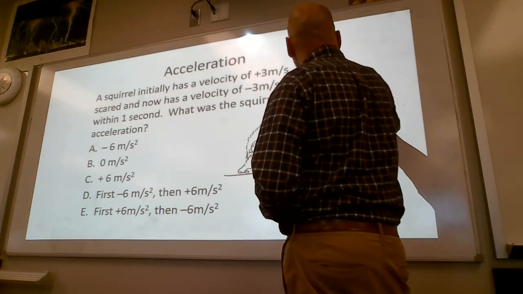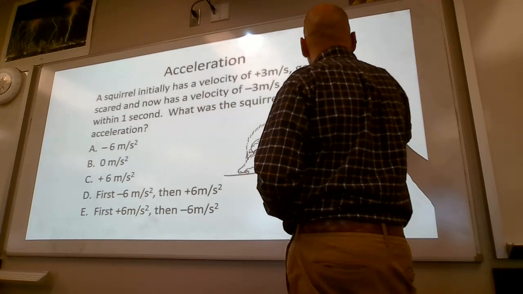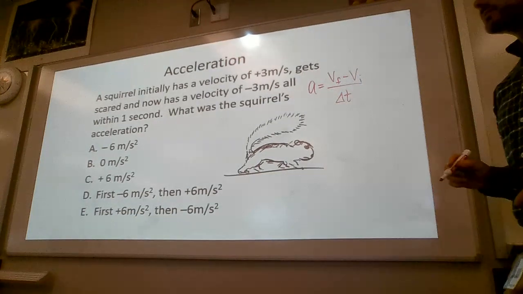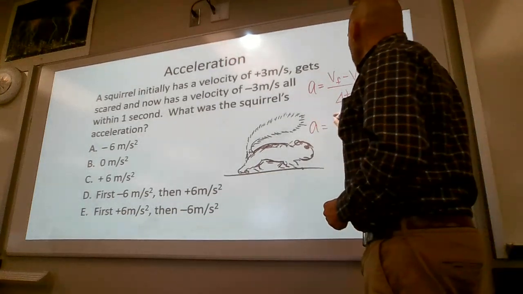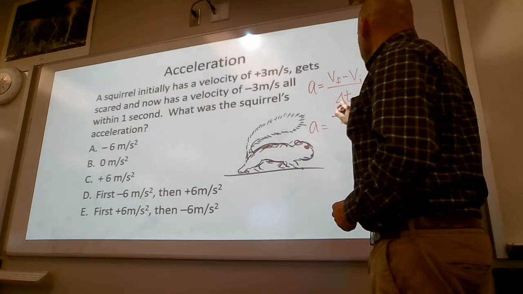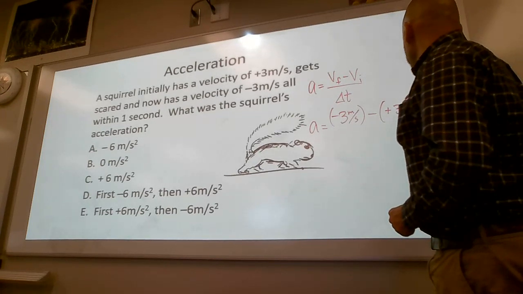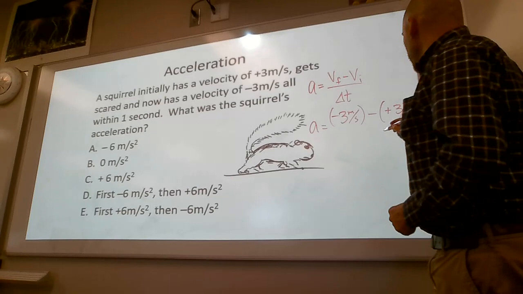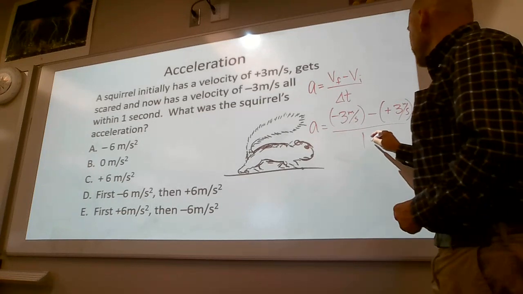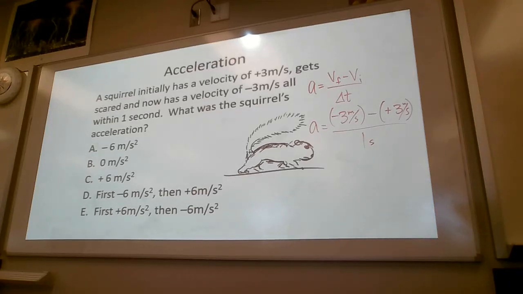Here's the math point of view. So final minus initial velocity over time duration. Okay, final velocity was a negative 3 meters per second. Initial velocity was a positive 3 meters per second. Over 1 second, you get negative 6 meters per second squared. Does that make sense? Okay.